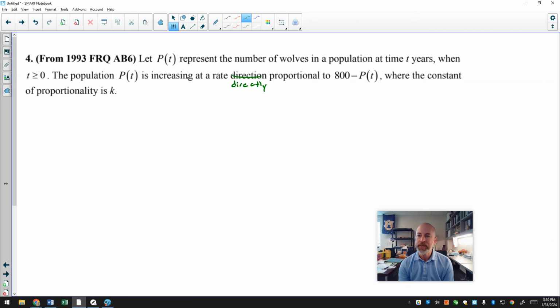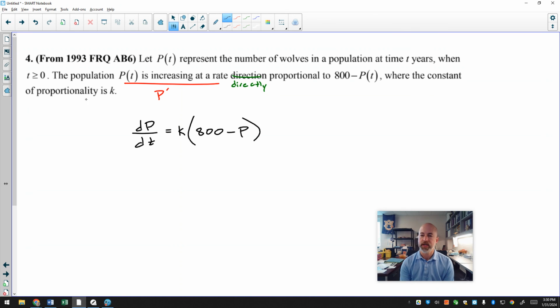Okay, so P is increasing at a rate. So right there, they're talking about P prime, but in the world of differential equations, we'll call that dP/dt, is directly proportional, a constant times 800 minus P of t, where the constant of proportionality. Okay, so here they define the constant of proportionality. I kind of default to k anyway, but if I happen to have used a different constant, I would need to change it to k just to be consistent with how they're defining things.